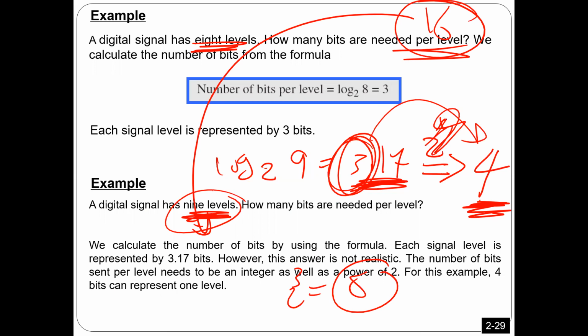So I'm going to take the bigger one, because that's how it is. We have 8, which is 2 to the power 3. After 8, we have 16. Nothing in the middle, right? So either 8 or 16. So I take the bigger one, and I have 16 levels, but I'm not going to use all of them. I'm going to use just 9 out of the 16. Any questions?